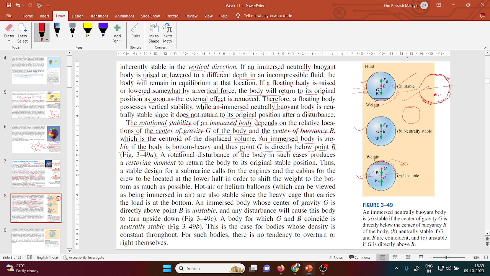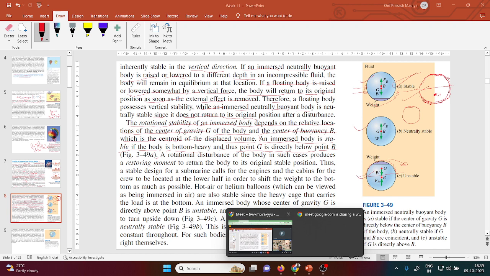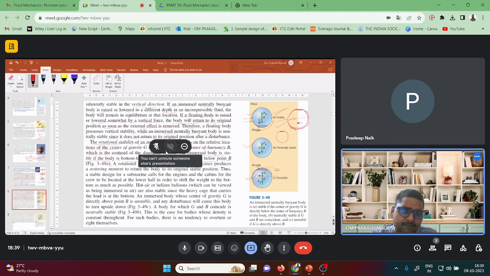So this is what I'm trying to say, Pradeep, are you getting it? Yes, yes, sir. Very simple. Perfect. So this is very, very important during the design.